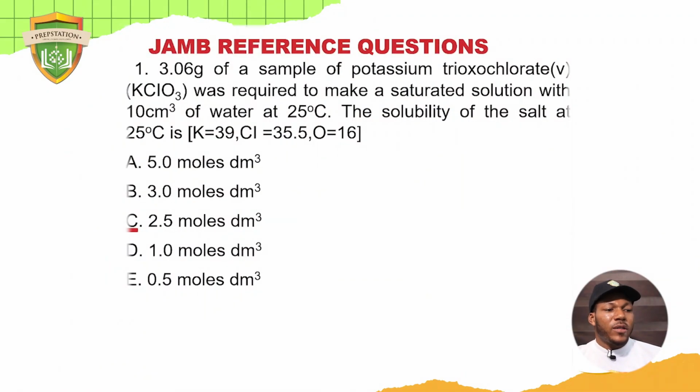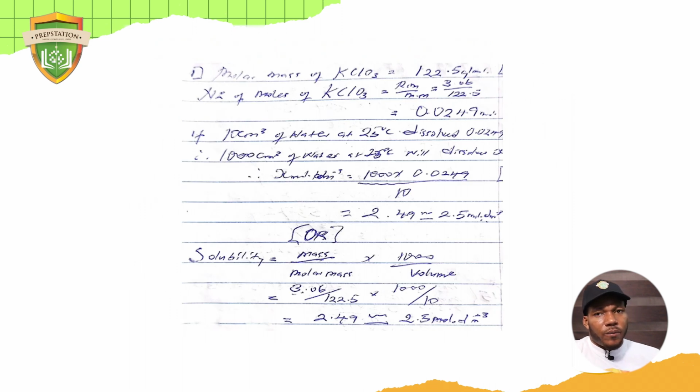3.06 grams of a sample of potassium triiodochloride 5 was required to make a saturated solution with 10 cm³ of water at 25 degrees Celsius. Find the solubility. Now in this case, I've given you the formula. I've solved it in two forms, so you pick the one that is most convenient for you to apply. But since you are writing OBJ exams, I prefer you use option 2. Use the alternate question. Pick the parameters carefully and insert them in the formula.